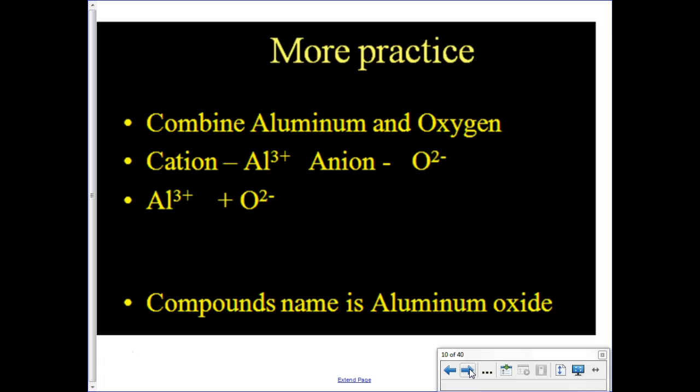What if we combine aluminum and oxygen? Aluminum is a cation. It has a +3 charge. Oxygen's an anion. It has a -2 charge. The name is aluminum oxide. How are we going to write this formula? How are we going to add +3? What are we going to do to the amount of aluminums and oxygen so that the +3 and the -2 are going to equal 0?